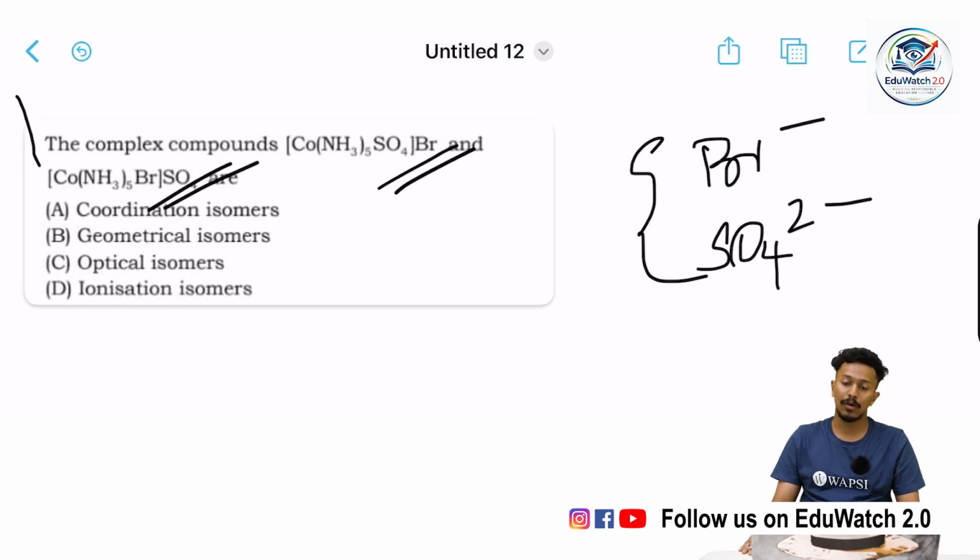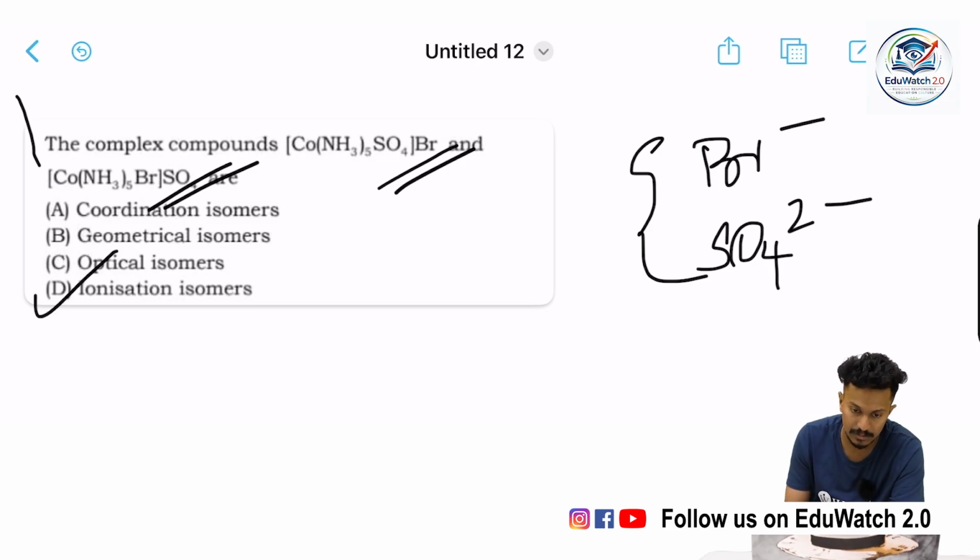So these are called ionization isomers, and both of them are ionization isomers. So the correct option would be option D, right? Yes, option D is correct.